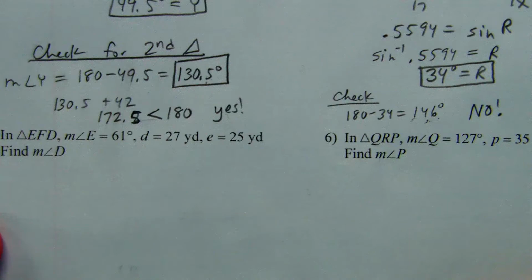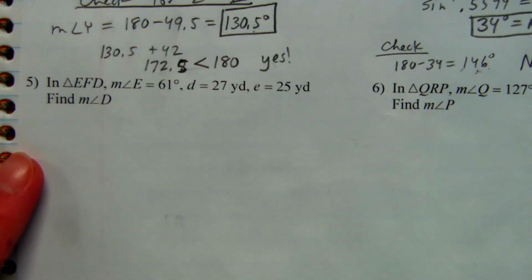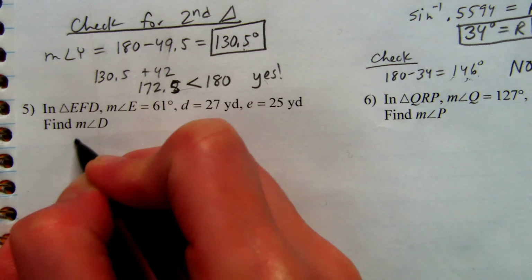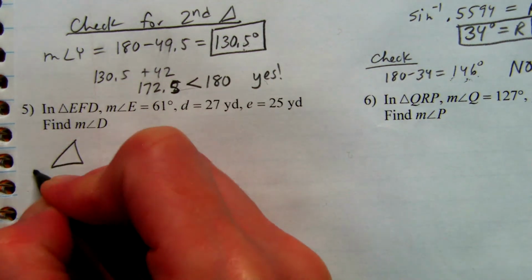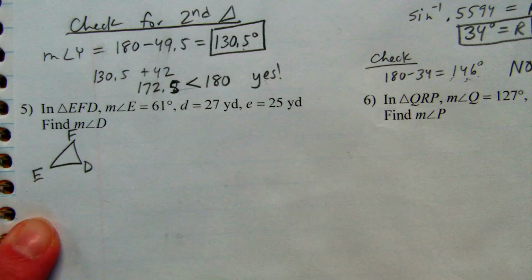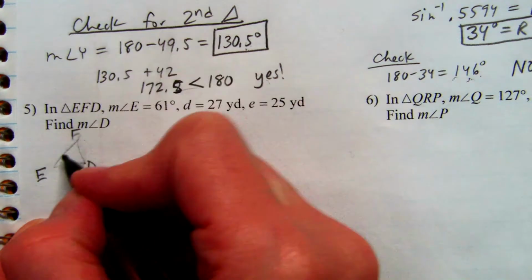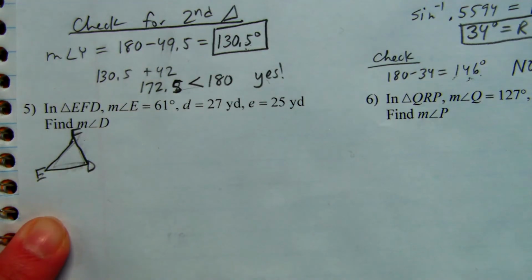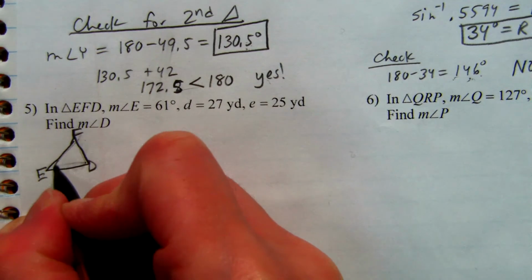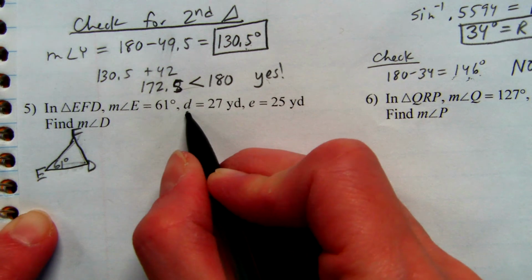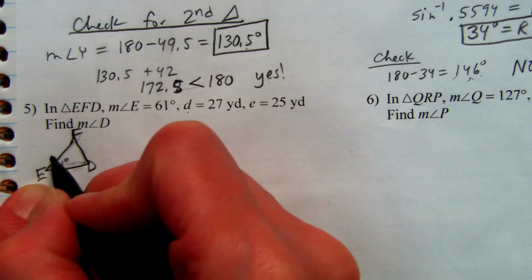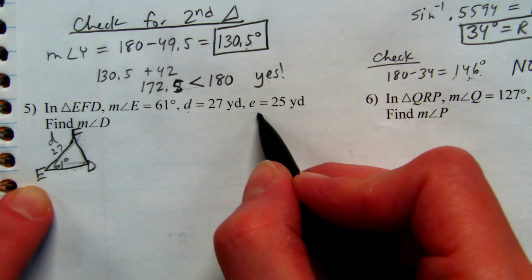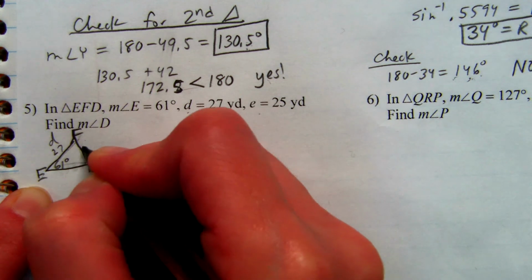Okay, so on number 5, we're going to set up a new one. We've got triangle EFD. I'm going to put E over here, F at the top, D over here. It says the measure of angle E is 61 degrees. Side D is 27 yards, so 27 goes over here. And little e is 25, so that goes across from big E.